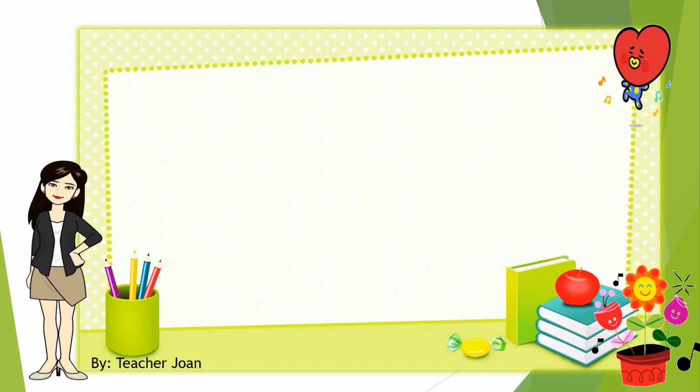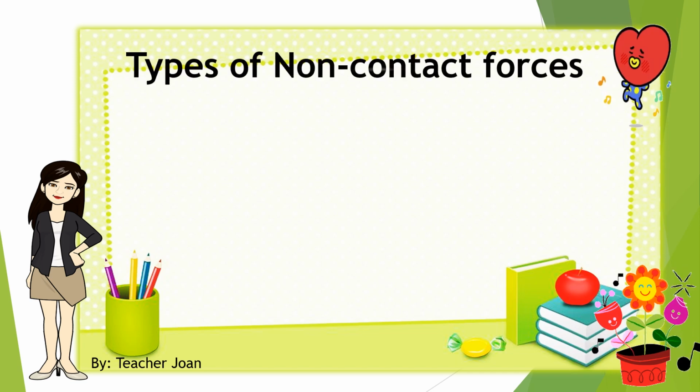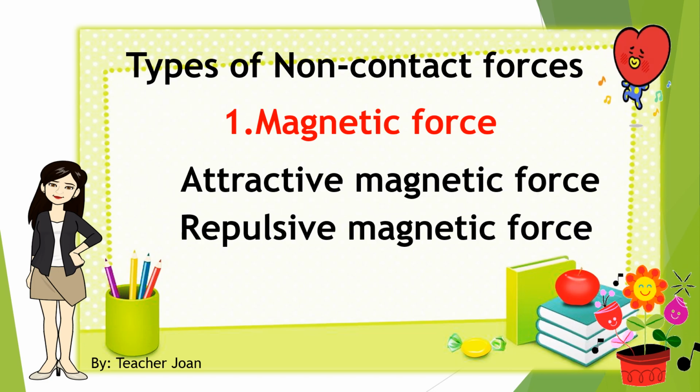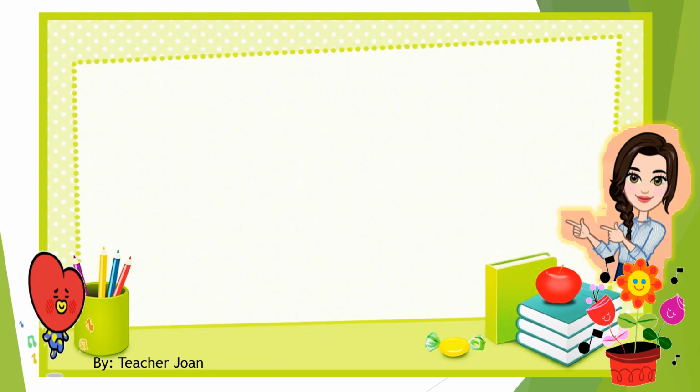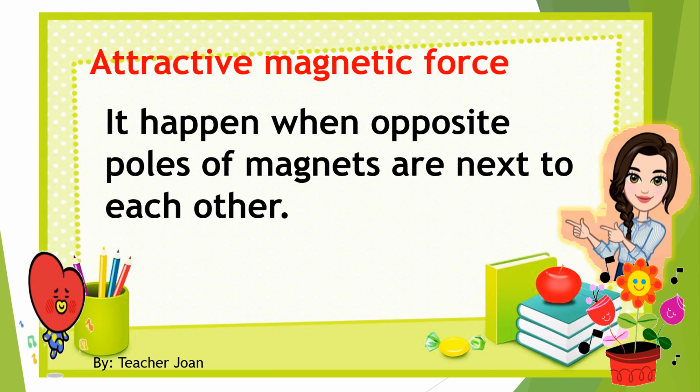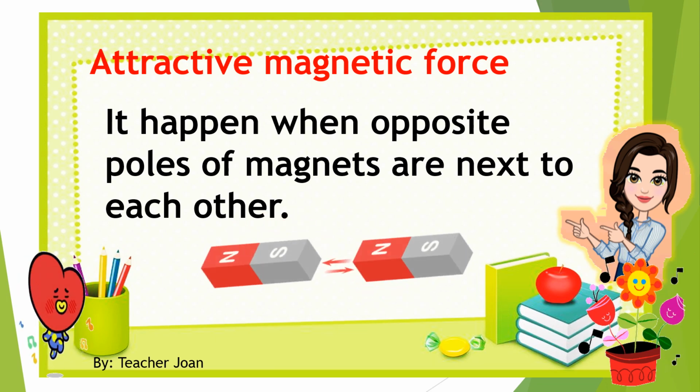Now let's move to types of non-contact forces. Number 1, magnetic force. Magnetic force can be attractive magnetic force or repulsive magnetic force. Let's start with attractive magnetic force. It happens when opposite poles of magnets are next to each other, the South Pole and the North Pole.